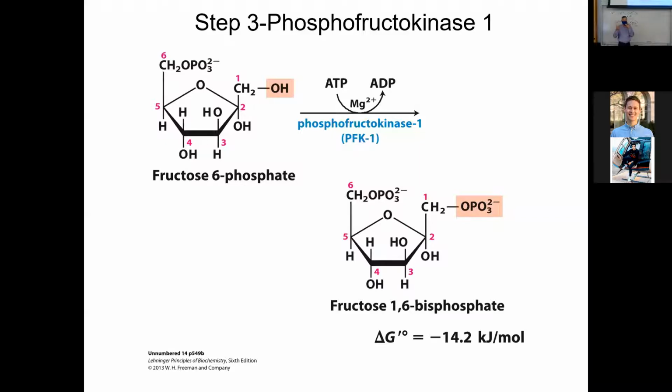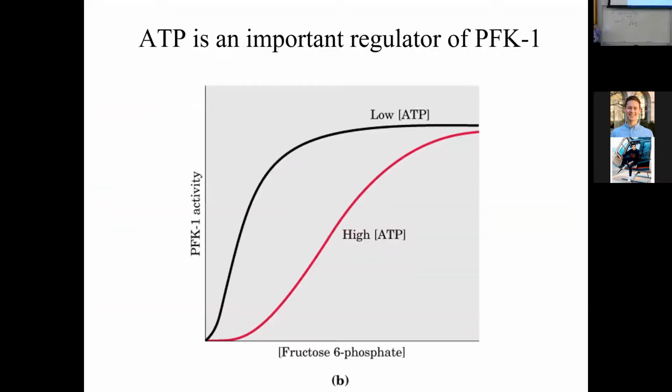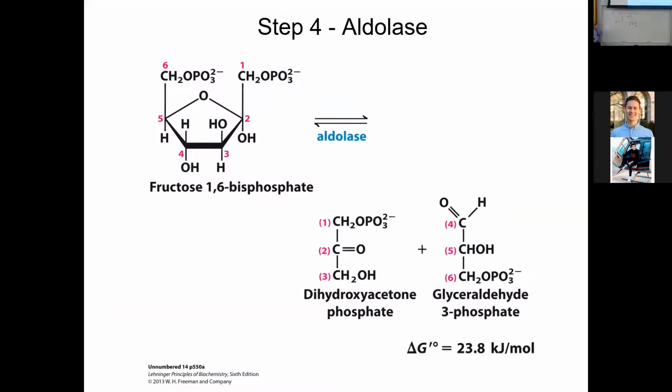That is to say, once you've gone through this step, you are going to produce pyruvate, which is the end product of glycolysis. The 4th step is a step in which we cleave our 6 carbon sugar into 2 3-carbon pieces. So aldolase is able to generate a dihydroxyacetone phosphate and a copy of glyceraldehyde 3-phosphate.